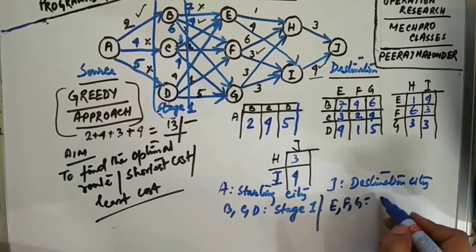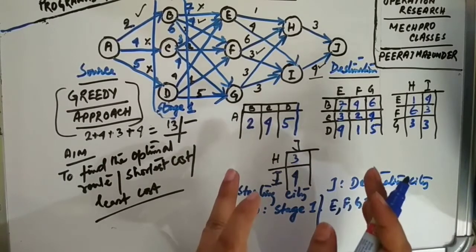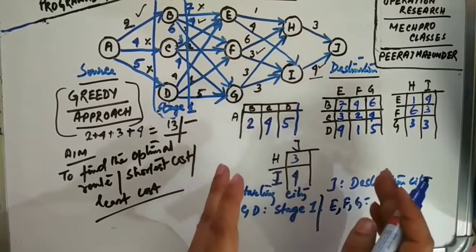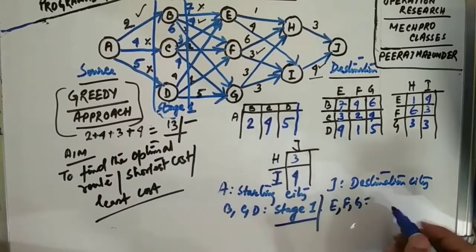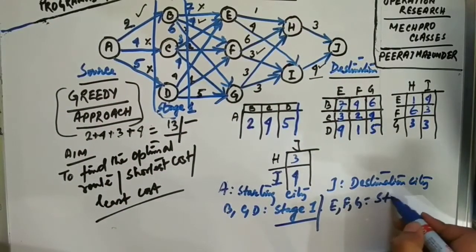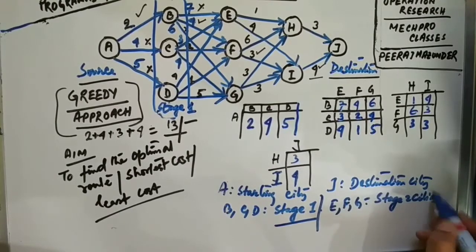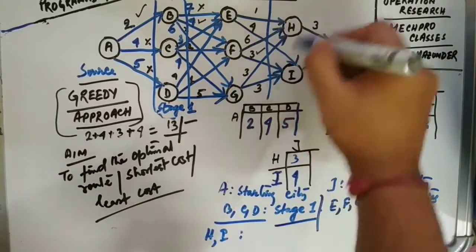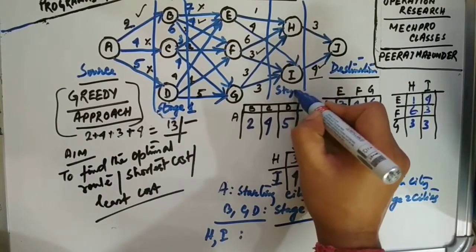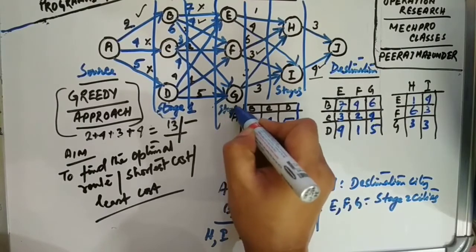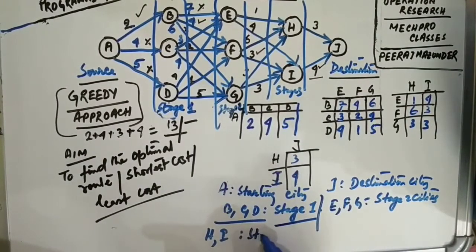So this is the stage 1, and E, F, G, already in a dynamic problem we have to break the main problem into the various stages or sub problems, you can say. So these are the stages. So stage 1 is B, C, D. Now this will be the stage 2. E, F, G will be stage 2 cities, and as well H, I are the stage 3 cities, I can write.